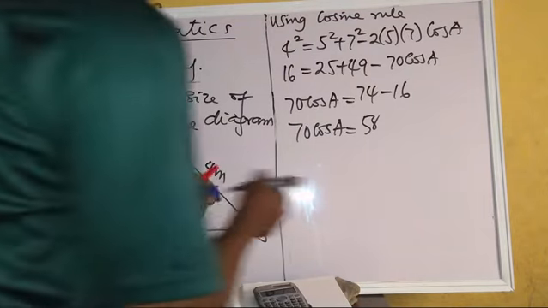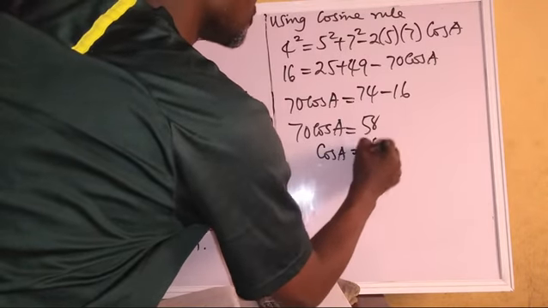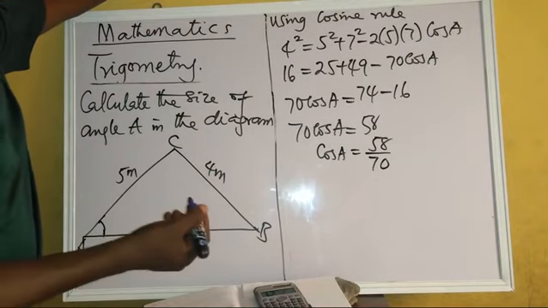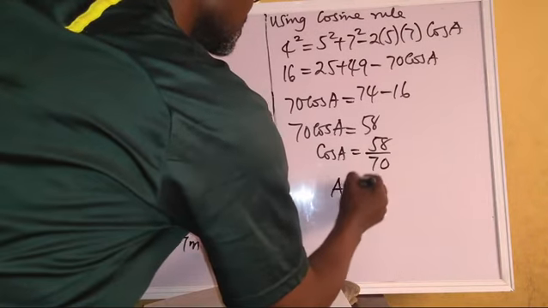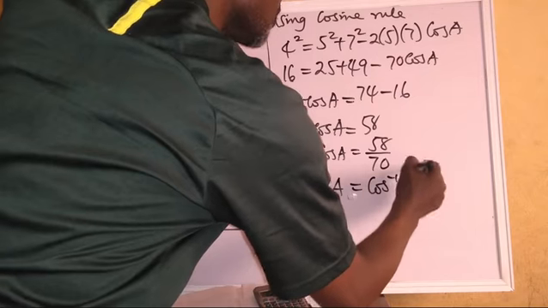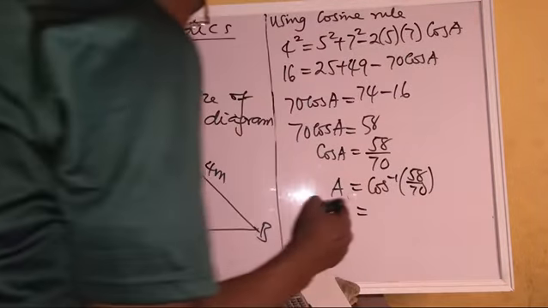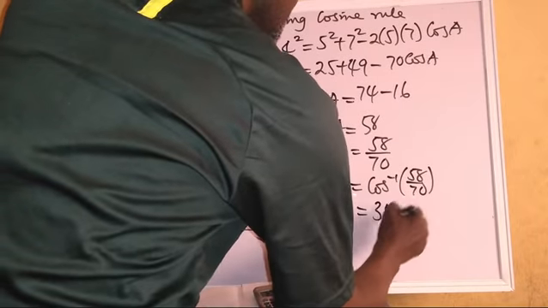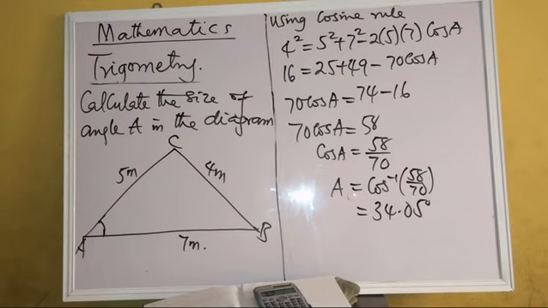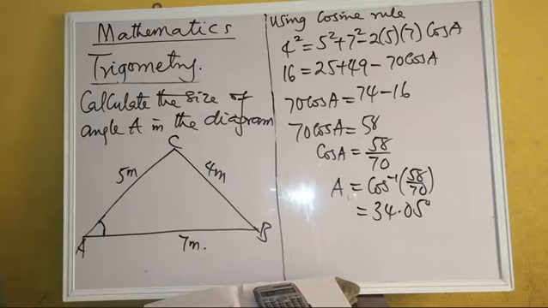So that will give us 58. Then we can say cos A equals 58 divided by 70. So the angle can now be found. Then A is cos inverse of 58 divided by 70. That should give us 34.05 degrees. As you can see, given all three sides, we have found angle A.